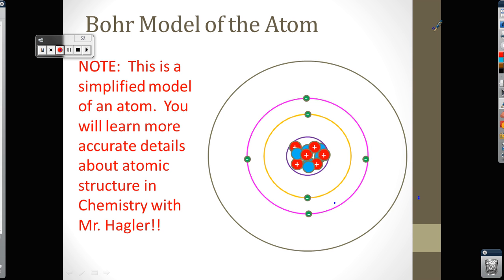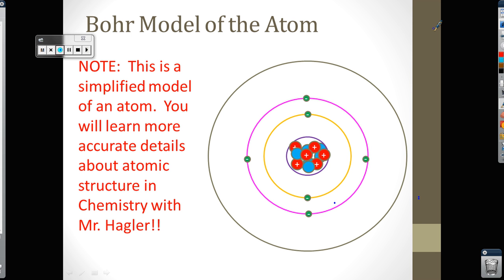And so we're going to be talking about a simplified version of an atom. When you get into chemistry, you're going to be talking about much more detailed models of atoms, but we're going to talk about a simplified model of atoms, and it's called the Bohr model of the atom. Niels Bohr was a scientist. We'll study about him a little bit more in the next chapter, but he's the one who came up with this model of the atom, and it works pretty well for our purposes.